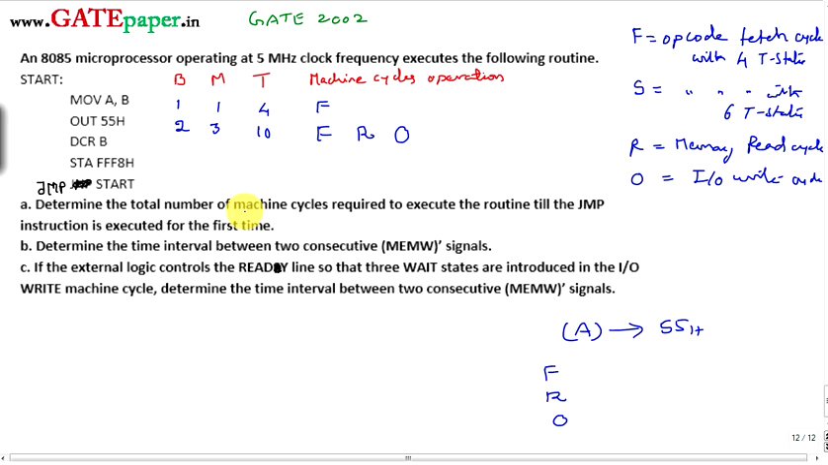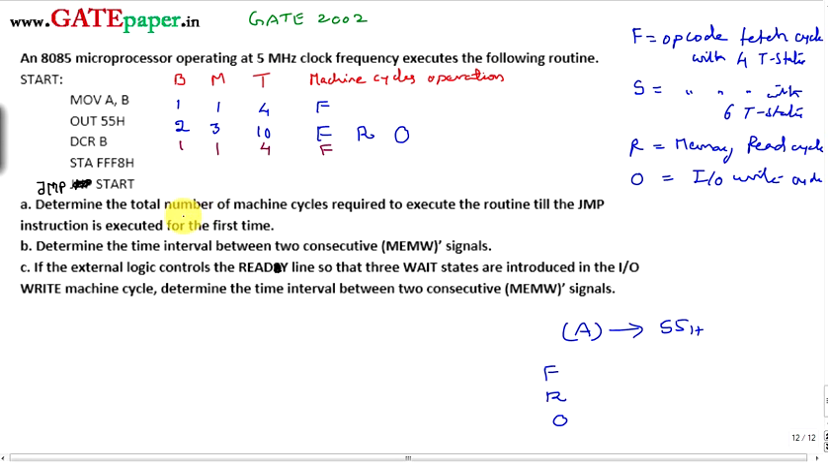DCB is decrement B, which is a 1 byte instruction. 1 byte instruction, 1 machine cycle and 4 T states. Whenever it is a 1 byte instruction, it is always opcode fetch only, but it is taking 4 T states. That's why it is indicated with F. F indicates the opcode fetch machine cycle with 4 T states.